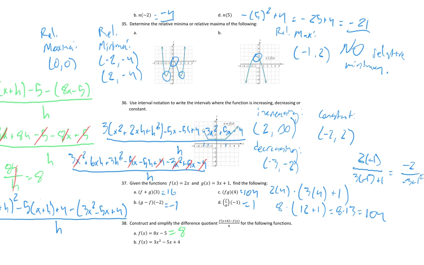Okay, so now what we're left with over here is 6xh plus 3h squared minus 5h over h. So yep, that should cancel those h's. That h squared though, it'll keep an h there, so 6x plus 3h minus 5. Okay, cool. So that should be the answer for this one. Excellent.